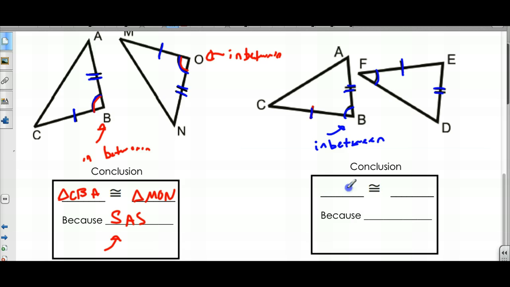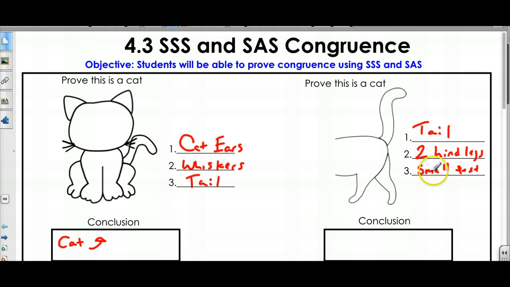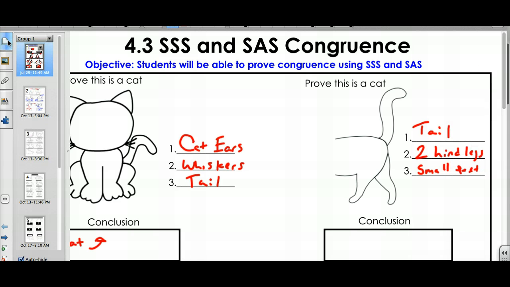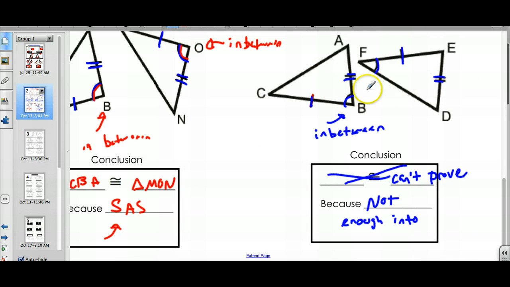So no, I would just cross this out because not enough info. You know, so I'm just saying I can't prove it. I cannot prove it. They could be, but I don't have enough information to prove it. Just like, to go back to the cat, this might very well be a cat, but I don't have enough information to prove to you that it's a cat. It could be a dog, or a raccoon, or a squirrel. And just like in this case, these might be congruent, but they also might not be.